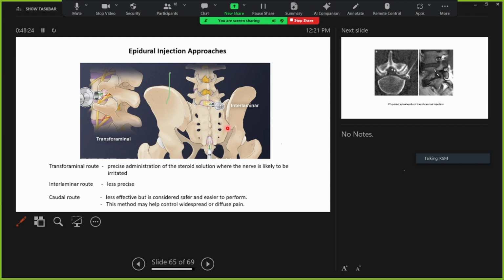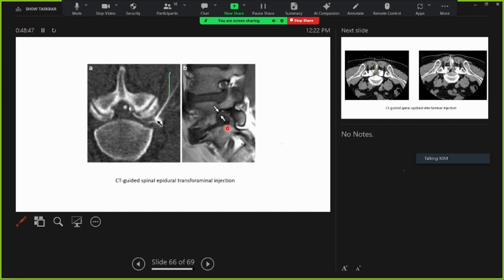The most effective is the transforaminal route, because you can precisely give the steroid solution around the nerve sheath. The interlaminar route is less precise than the transforaminal, and with the caudal route again only a small amount reaches, and that will cause diffuse pain relief, because you are not reaching the specific nerve root. So this is the transforaminal access. That is the more effective way of giving epidural pain relief.